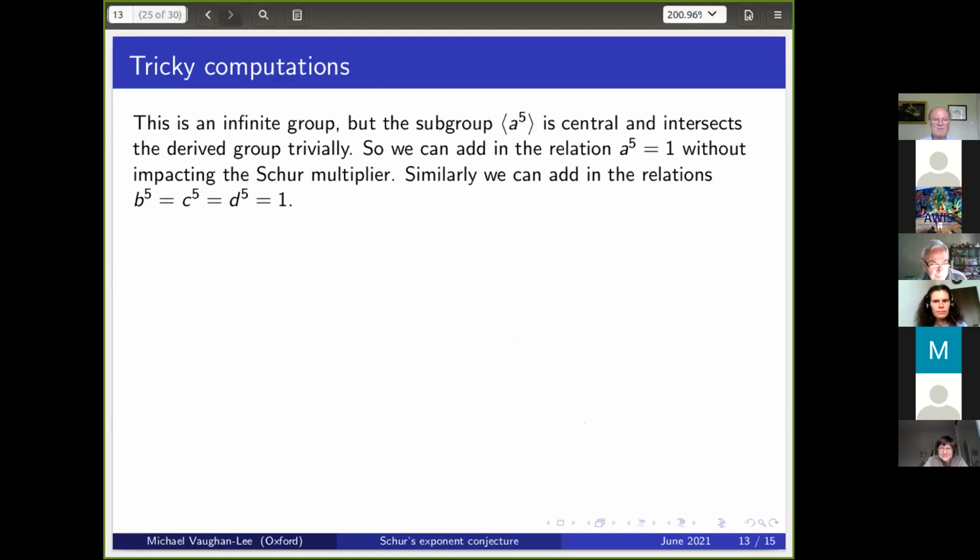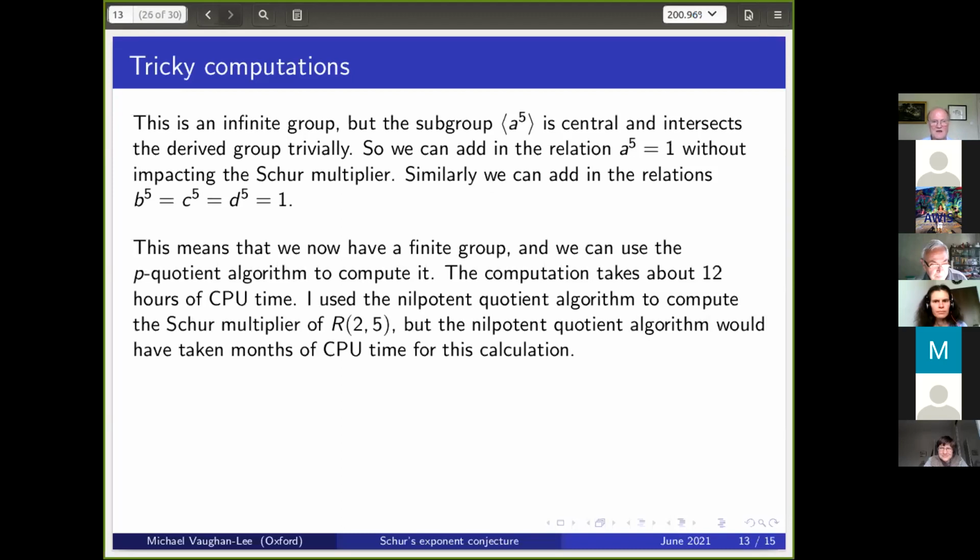Now, the problem with computing this group is that it is an infinite group, because the subgroups A, B, C, D all have infinite order. But the subgroup generated by A to the fifth is central and intersects the derived group trivially. So actually you can add in the relation A to the fifth equals 1 without cutting into the Schur multiplier. And similarly, we can add in the relations B to the fifth, C to the fifth, D to the fifth equal 1. So we now have a finite P group, and we can use the P quotient algorithm to compute it.